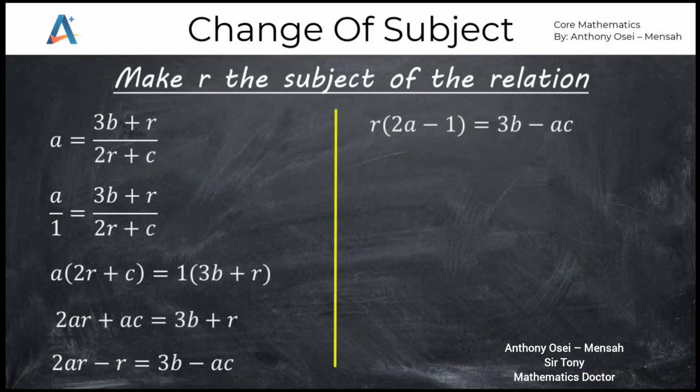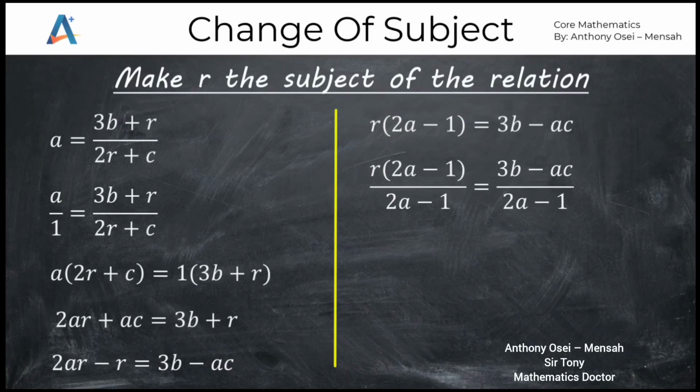We have to now divide both sides by the 1 in the bracket to make r stand alone. So we're writing r into bracket 2a minus 1 is equal to 3b minus ac. We will divide this side by 2a minus 1. Then divide here too by 2a minus 1. Whereby this 2a minus 1 will cancel this 2a minus 1. Then therefore, we can conclude, r will be equal to 3b minus ac all over 2a minus 1.